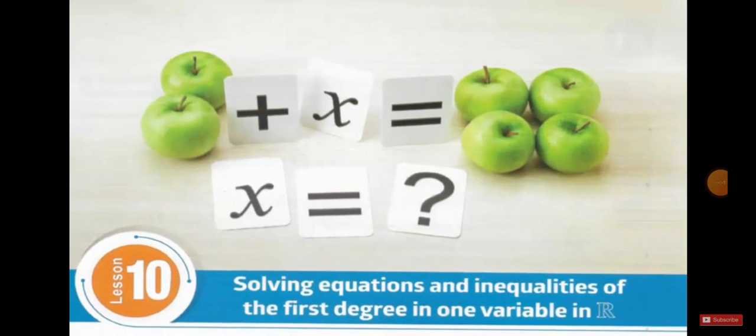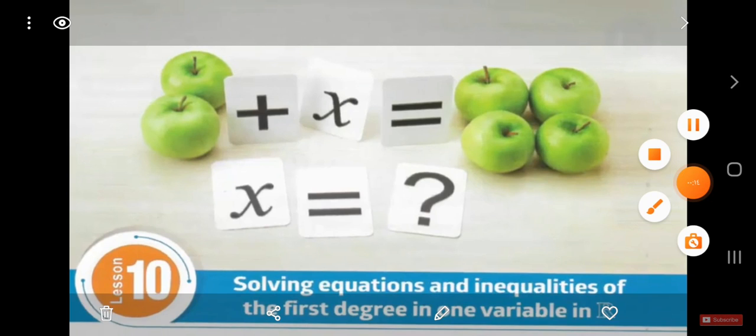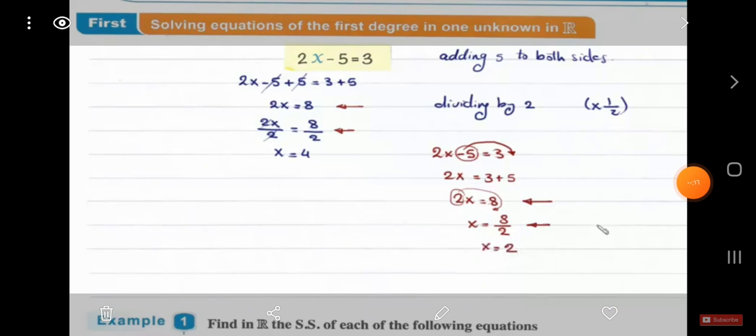Hello prep 2. This is a new lesson, lesson 10, as we see: solving equations and inequalities of the first degree in one variable in R. Example: 2x minus 5 equals 3. As we talked before in prime 6, this is an equation.